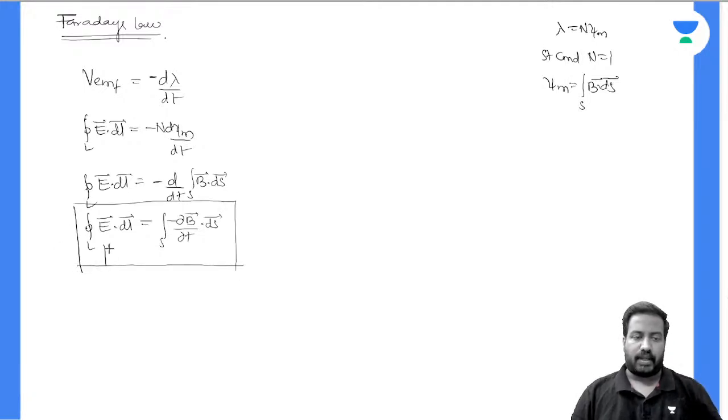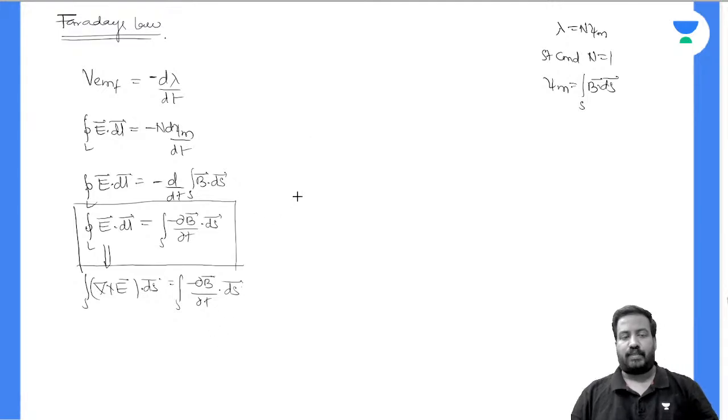Differential form, apply Stokes' theorem on it. Surface integral of del cross E dot ds is equal to surface integral of minus ∂B/∂t dot ds. Expanding, you get del cross E is equal to minus ∂B/∂t.